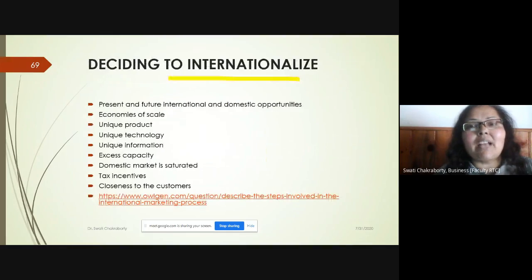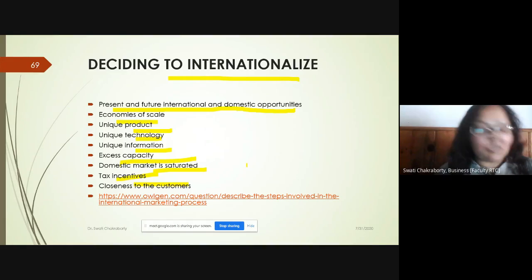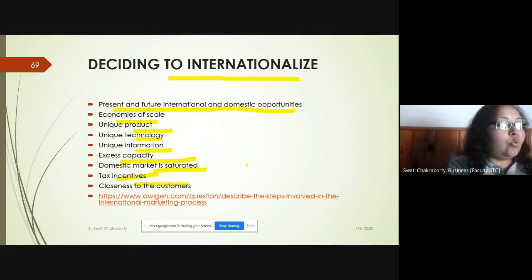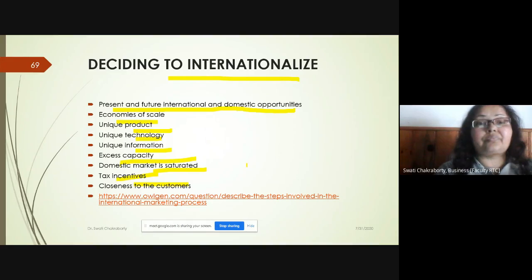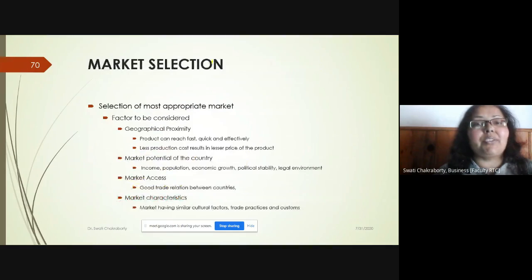Deciding to internationalize, right? So you have to look into the present and future international and domestic opportunities, the economies of scale. Product should be unique, technology unique, unique information. There should be excess capacity. Domestic market should be saturated. That's why you're looking at going international. What are the tax incentives that are there, and closeness to our customers? How close are you with the customers? Which means doing proper market research.